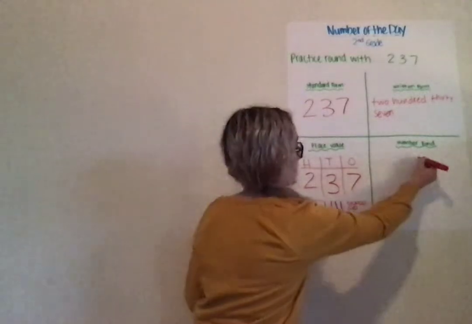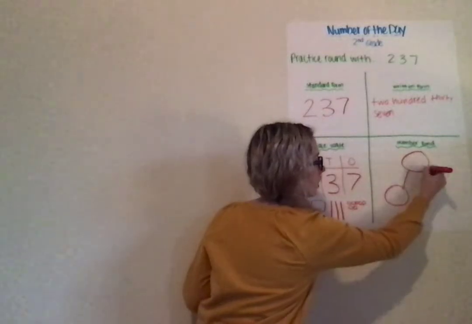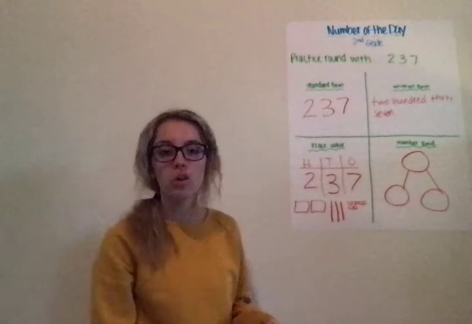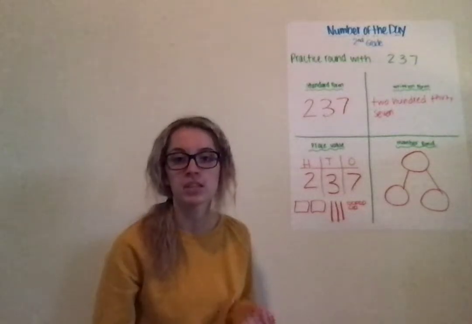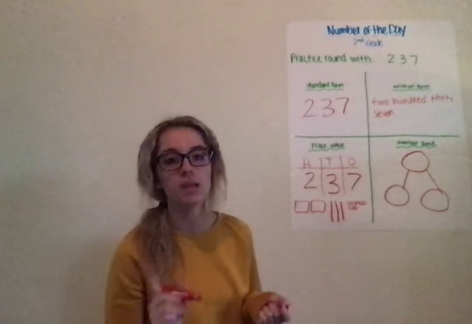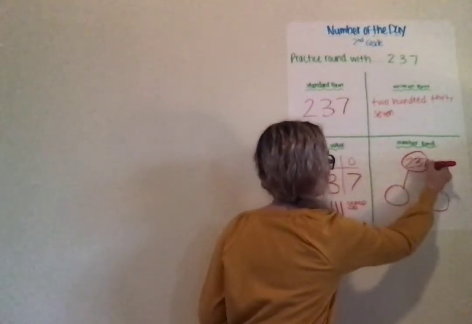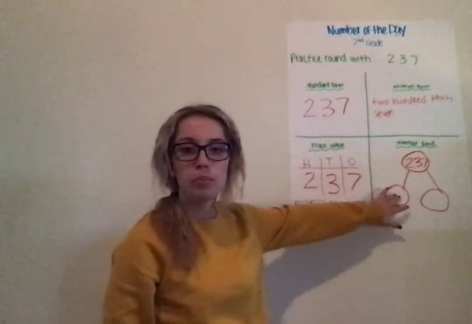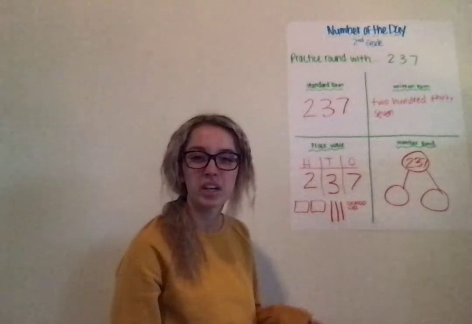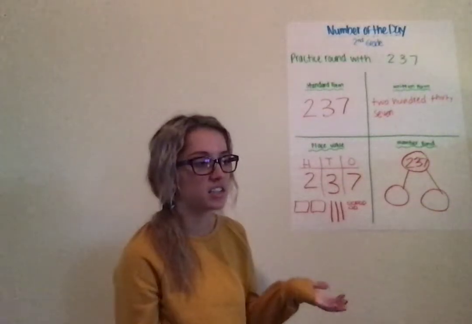Now, number bonds, we know, have 1 whole and 2 parts. I know the whole in any number must be the biggest number. And if our number is 237, it won't get any bigger than that. So our whole is going to be 237. And I have 2 parts that I need to break apart my number into. So let's see, we could break apart our number in half. We could do hundreds and tens.